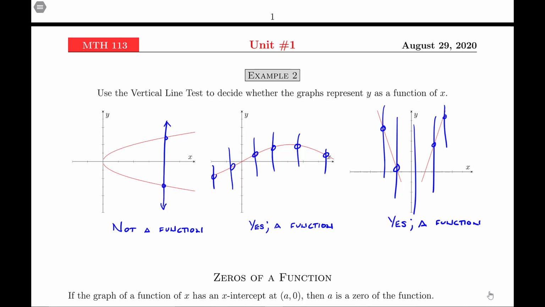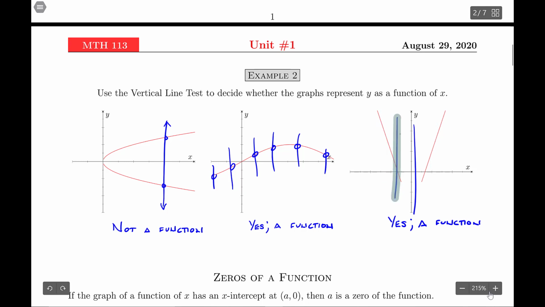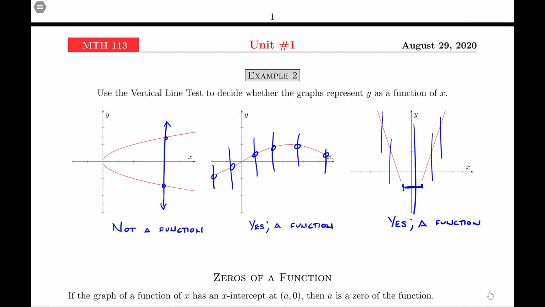If you're curious why the third graph represents a function, because of this empty space where the line doesn't intersect, all that simply means is that the function itself is not defined between these two x values. It can still be a function, it just has a portion of the graph where it's undefined. So as long as the graph that does exist on your screen is not intersected in more than one location by a vertical line, it can be a function.